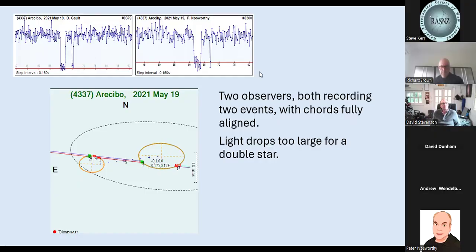But when you look at these light drops, with comparison stars involved, those light drops were about 3 magnitudes or something. For an equal magnitude star, the light drop is 0.75 magnitudes. And throw in variation and so forth, we work on a basis you need to have a full one magnitude drop. But the drops were sufficient for me to say that this had to be an asteroid.